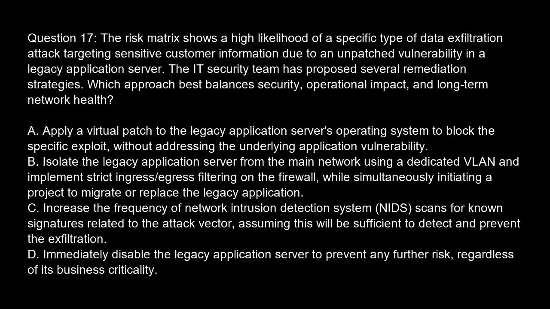Option A. Apply a virtual patch to the legacy application server's operating system to block the specific exploit, without addressing the underlying application vulnerability. Option B. Isolate the legacy application server from the main network using a dedicated VLAN and implement strict ingress/egress filtering on the firewall, while simultaneously initiating a project to migrate or replace the legacy application.